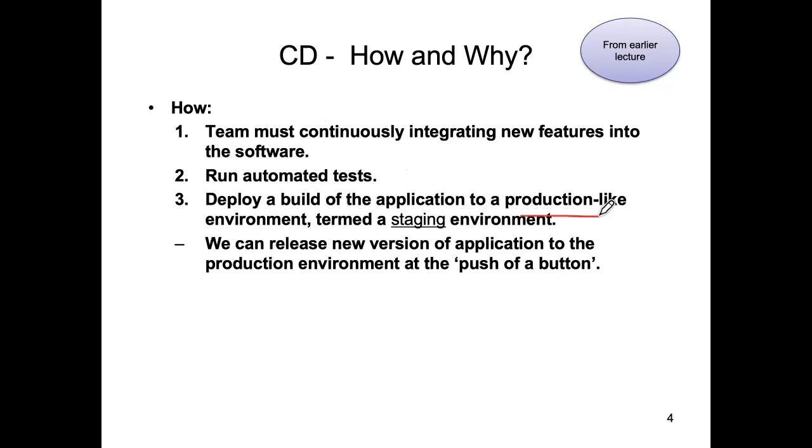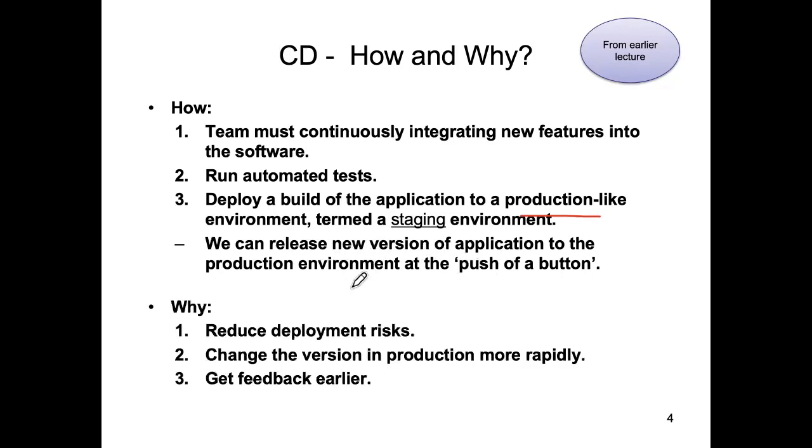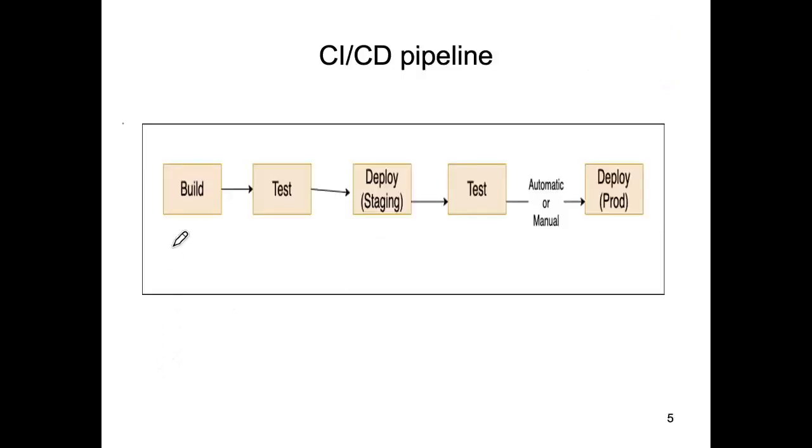And we call this production-like environment a staging environment. That's going to be very important now for our web API CI/CD pipeline. So we need to have a staging environment or a staging platform, as well as the production platform, let's say. We can release new versions of the application to production at the push of a button. Why do we need this? I think we've answered all of those questions before as well, so I'm going to skip over that.